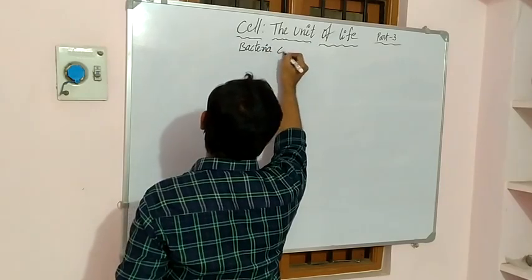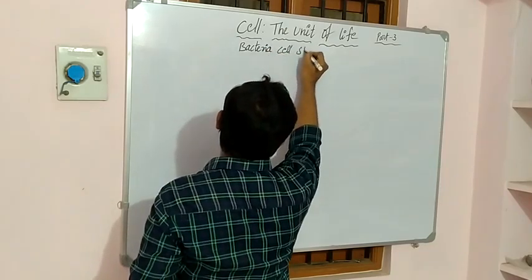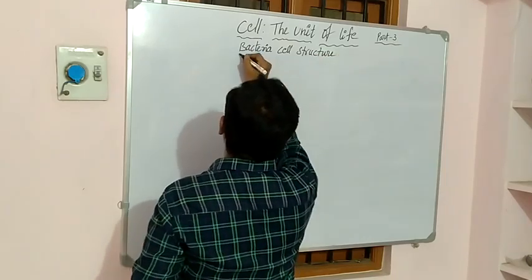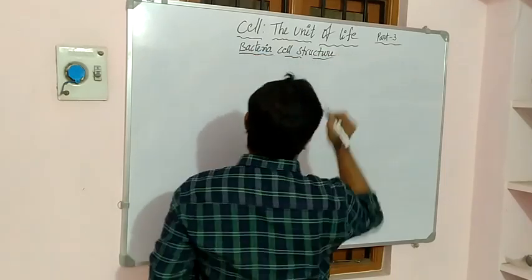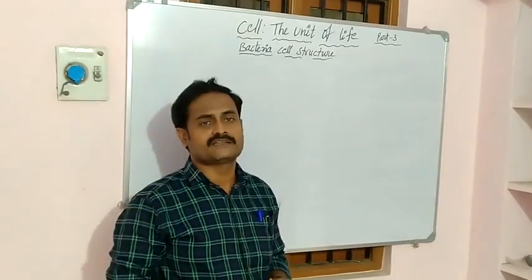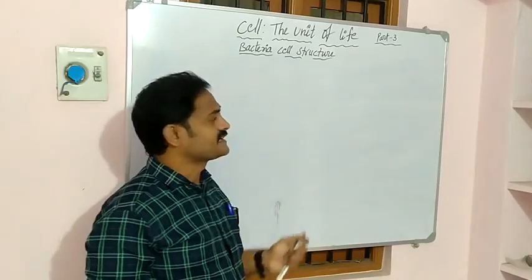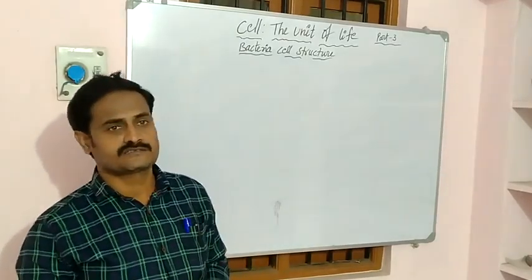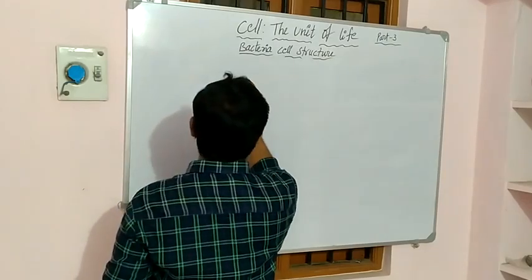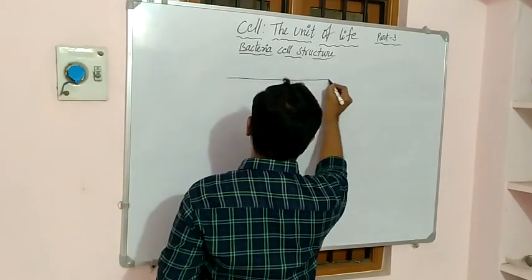Bacteria cell structure. In the previous video I already gave some information: the bacteria cell is enclosed by three membranes. So what are the membranes? See the diagram, I will draw the bacteria cell diagram.